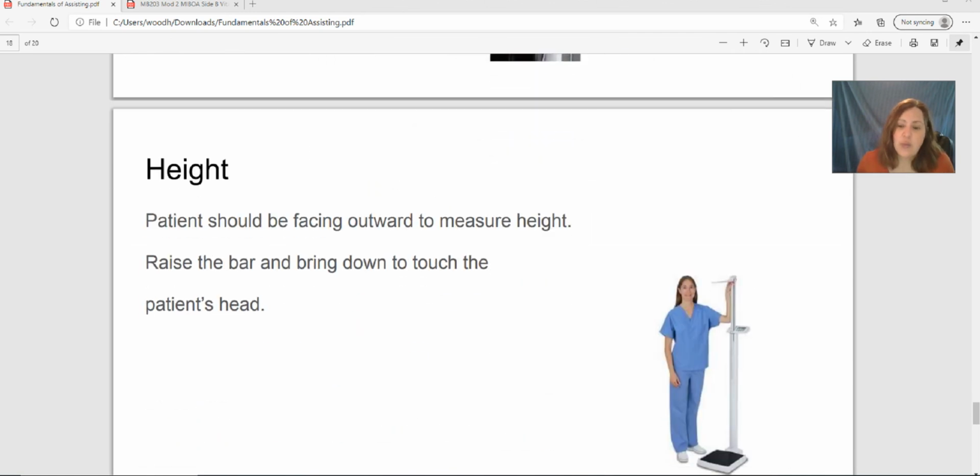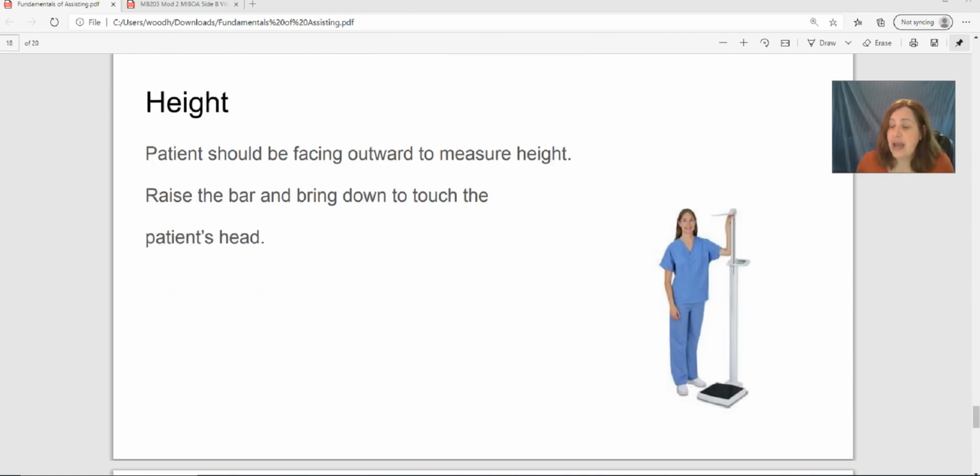Okay, height, we should be facing outward. Again, we want to make sure we have shoes off. You want to bring the bar down to rest on the skull. Sometimes you have to push through the poof of their hair, if they've got curly hair, they got a bun on their head or braids or something. Sometimes you got to try to get it all the way down so that you're not measuring that hair as extra height.